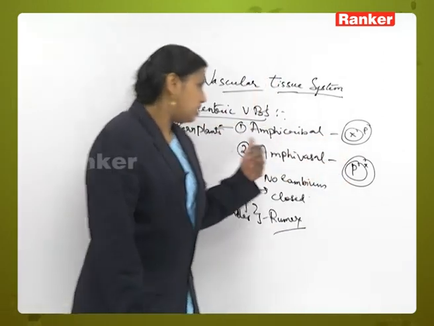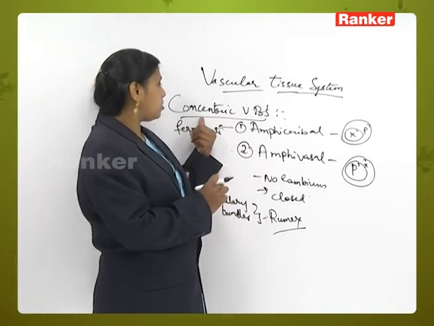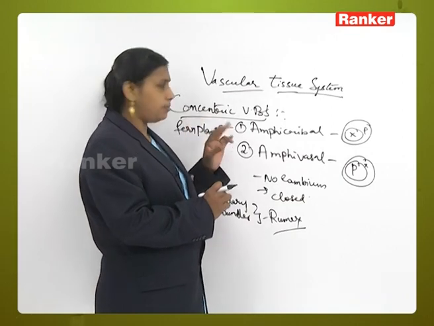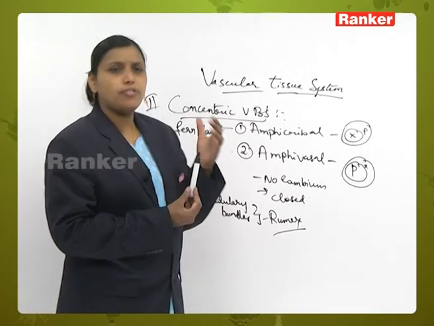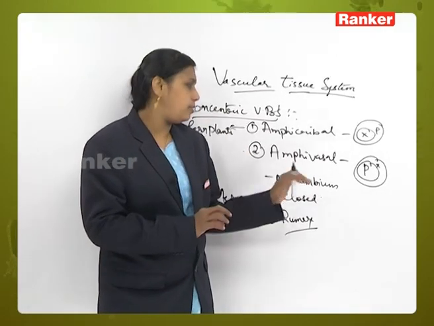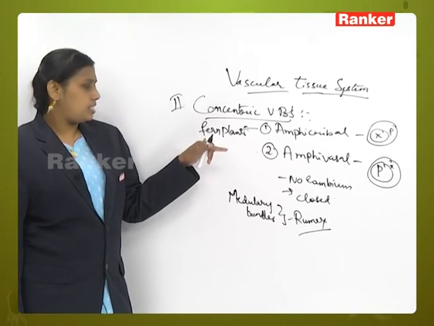Then what type of surrounding is there? If xylem and phloem are surrounding each other, then that type is called a concentric vascular bundle. Two types: if xylem is surrounded by phloem, then that is amphicribal, and if phloem is surrounded by xylem, it is amphivasal. Amphicribal are seen in fern plants.